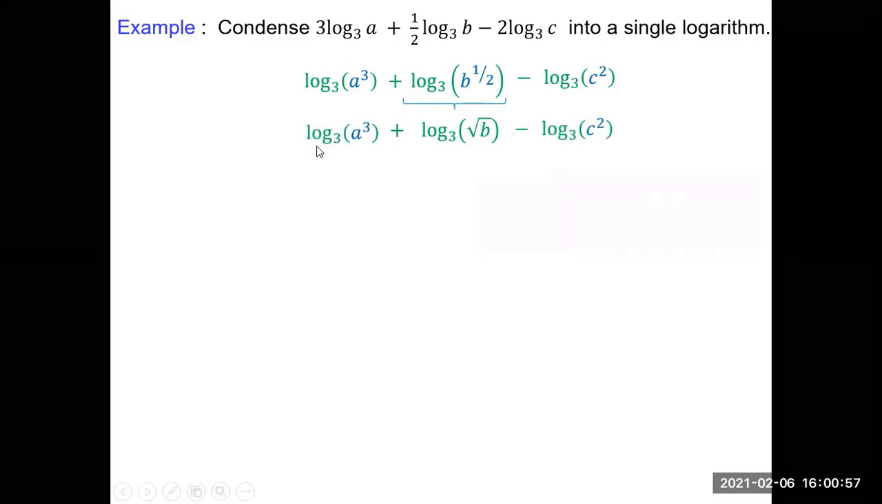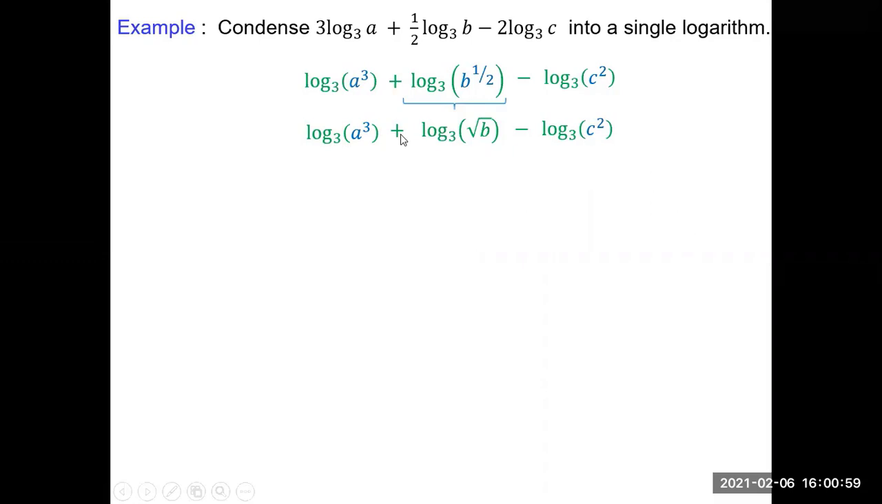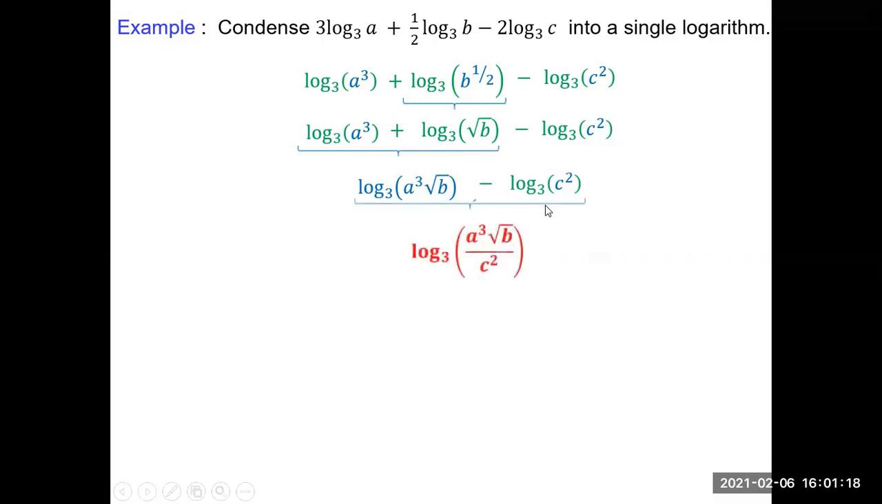So let's just move left to right. Here I have a logarithm plus another logarithm, which means I can combine them by multiplying the arguments. But if we drop down that next logarithm, we see that now we have a logarithm minus another logarithm, which allows us to divide the arguments. And therefore, this is my final single logarithm that is equivalent to the original expression.